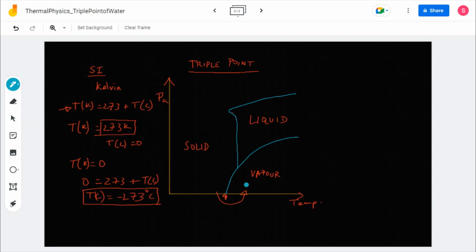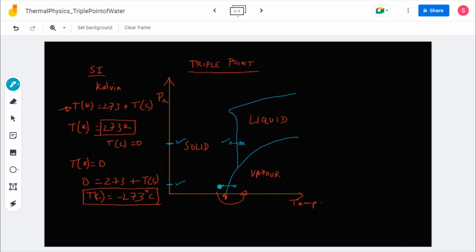But if we are at this point, and I increase the temperature slightly, it moves from solid to liquid. But look at the pressure difference. Here, if I change slightly, it moves from ice to vapor. But here, if I change slightly, it moves from ice to water, the liquid state. The difference is that the pressure in both cases is different. Here, the pressure is very low compared to this pressure.